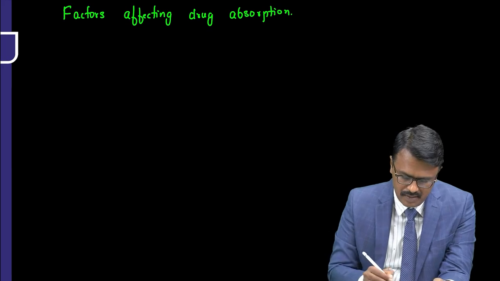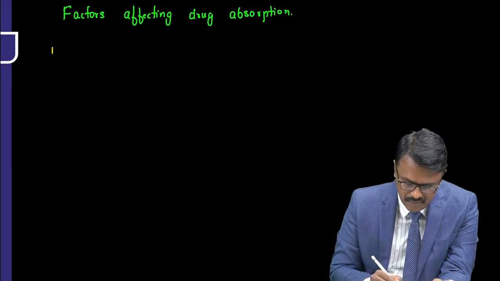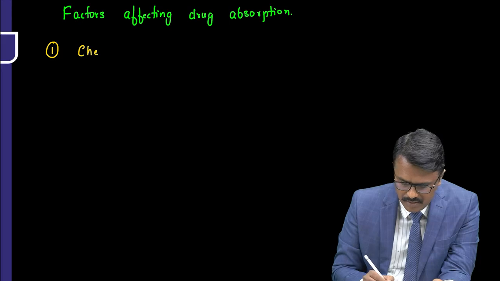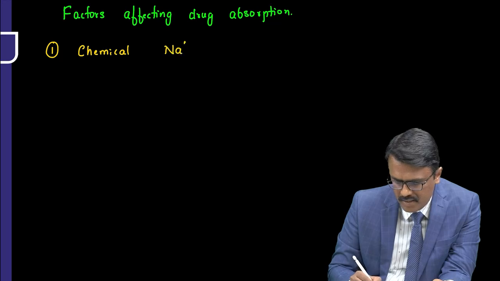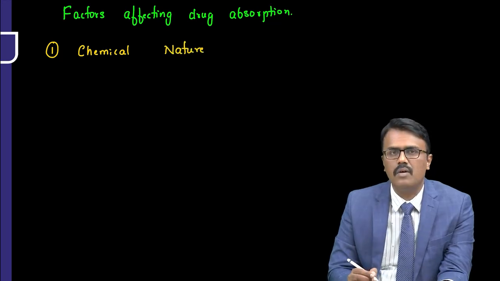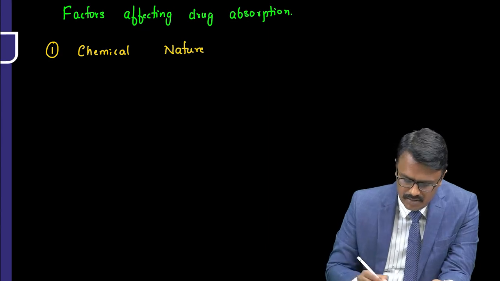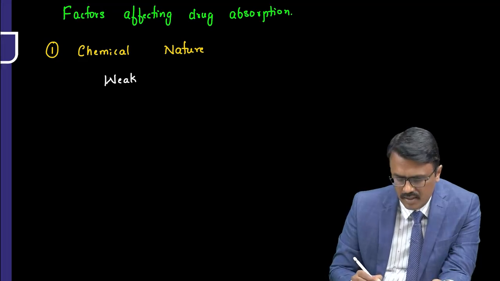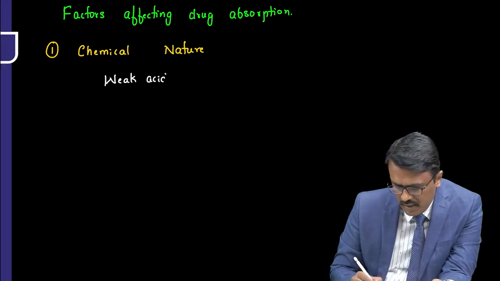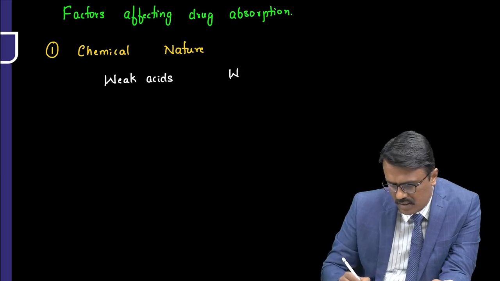So number one, the chemical nature of the drug. What do you mean by that? The meaning is, you know that almost all the drugs are chemicals only. Either they exist as weak acids or they exist as weak bases.